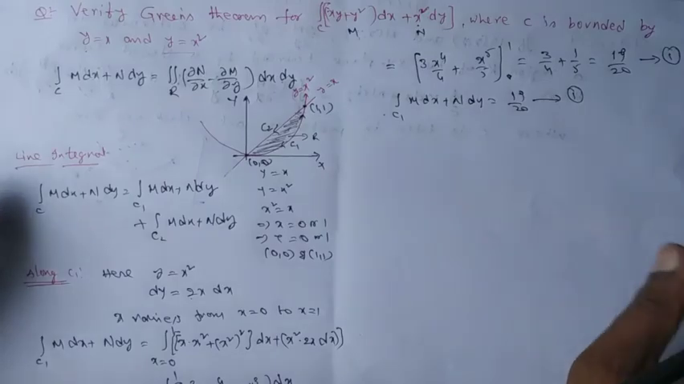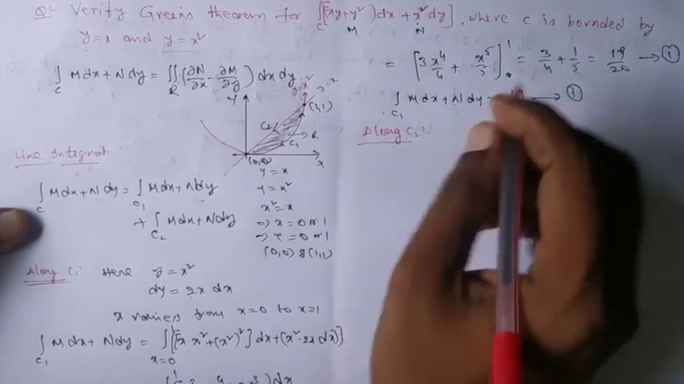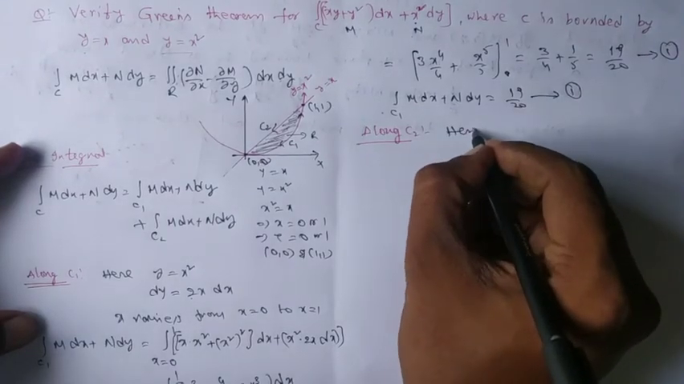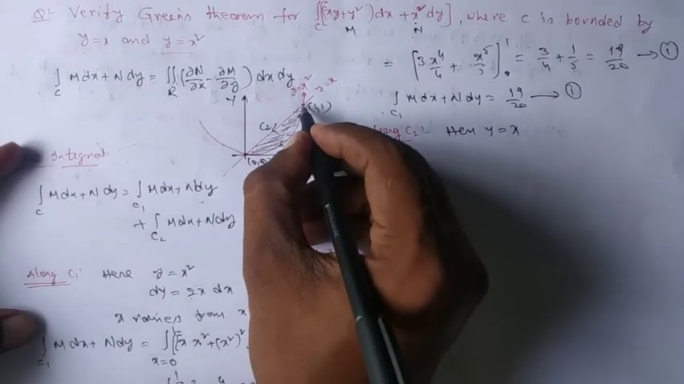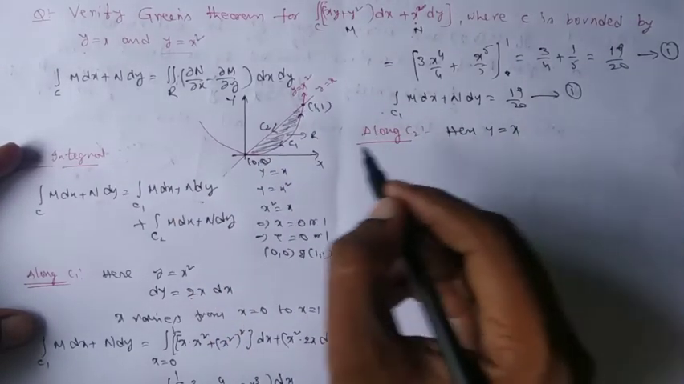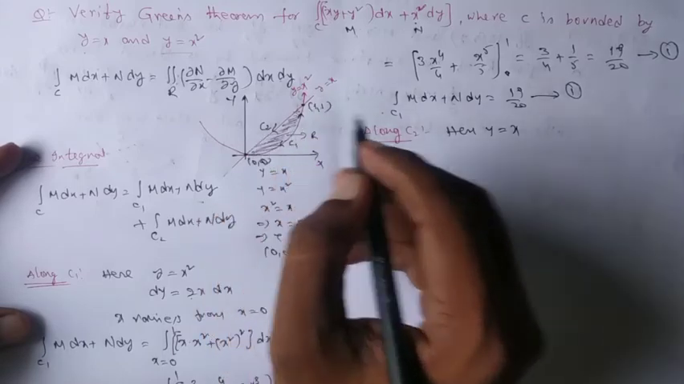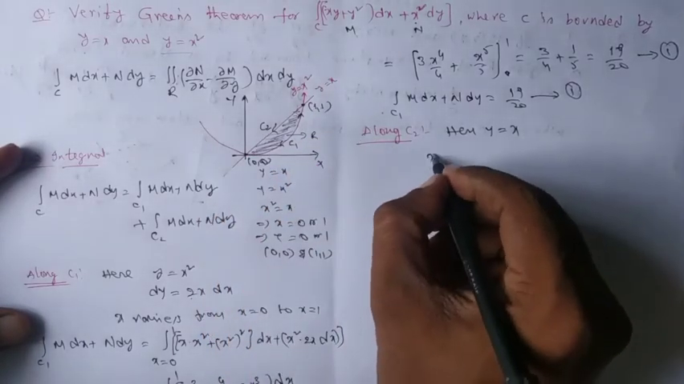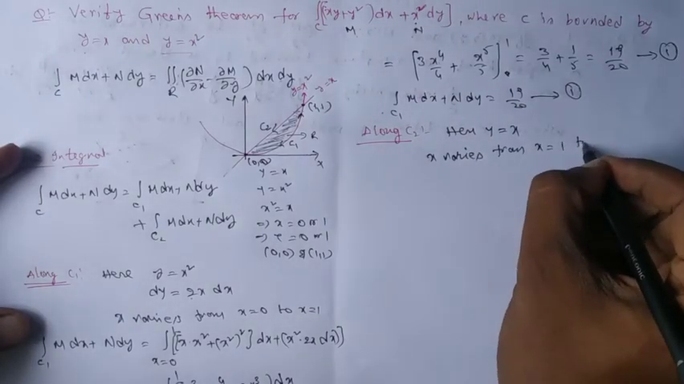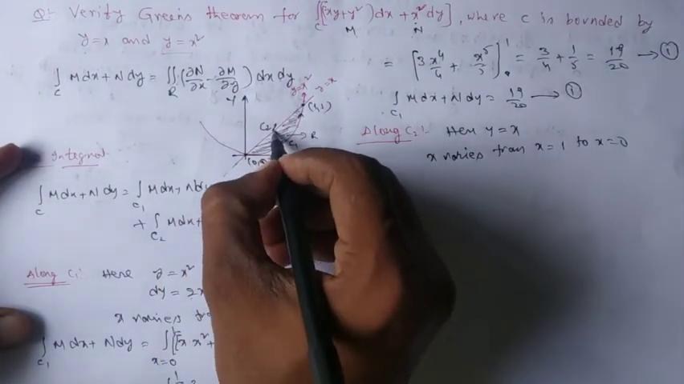Similarly, I can calculate along C2. If you take along C2, what happens? The equation is here y equals x. C2 is nothing but y equals x. So either you can convert into y variables or x variables, it doesn't matter. Suppose if you want to convert into y variables, limits are 1 to 0. Even with x variables, it is also 1 to 0. So I may write x varies from x equals 1 to x equals 0, since it is coming from this point to this point, not from this point to that point. So direction is very important.